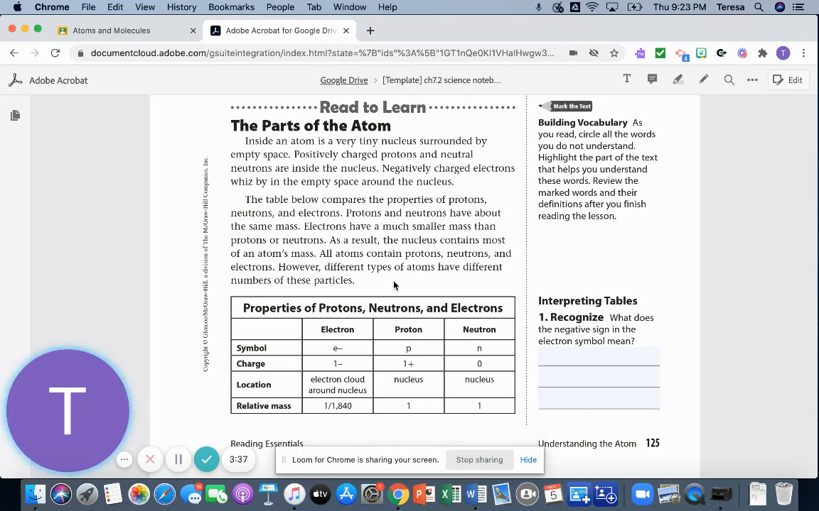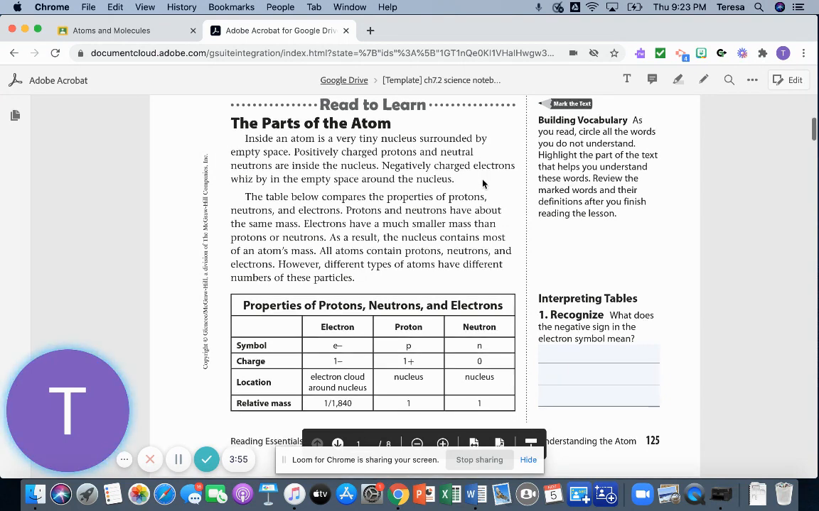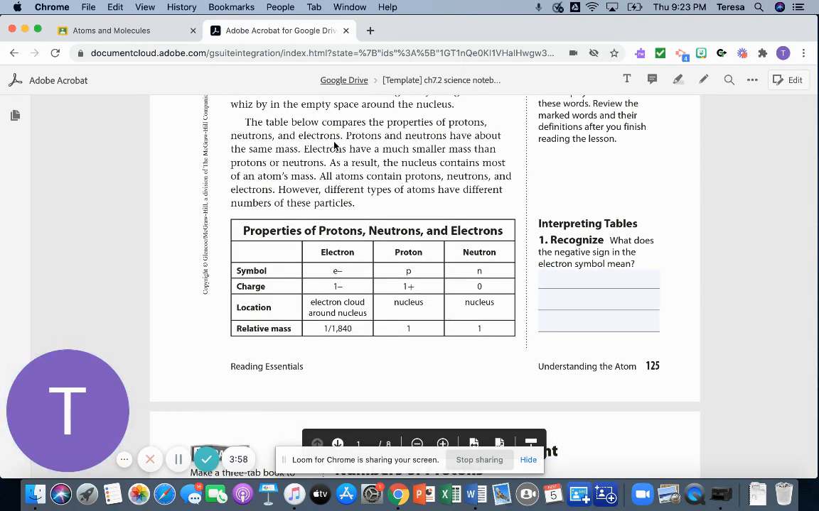The parts of the atom. Inside an atom is a very tiny nucleus surrounded by empty space. Positively charged protons and neutral neutrons are inside the nucleus. Negatively charged electrons whiz by in the empty space around the nucleus. The table below compares the properties of protons, neutrons, and electrons. Protons and neutrons have about the same mass. Electrons have a much smaller mass than protons or neutrons. As a result, the nucleus contains most of the atom's mass. All atoms contain protons, neutrons, and electrons. However, different types of atoms have different numbers of these particles.